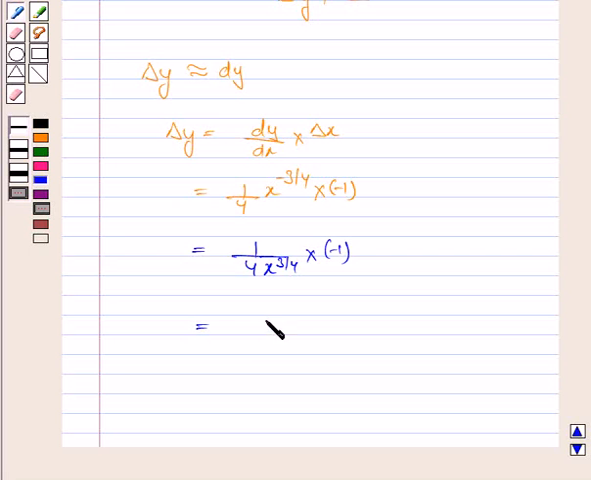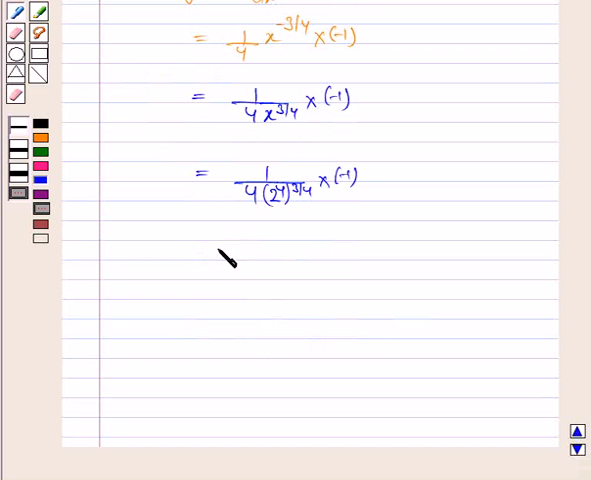Now again substitute the value of x, and x is 16, which can be written as 2 to the power 4, and its power is 3 by 4. So now we have 2 to the power 3 into 4, that is 8 into 4, that is 32, into minus 1. So this is equal to minus 1 upon 32. So this is delta y.